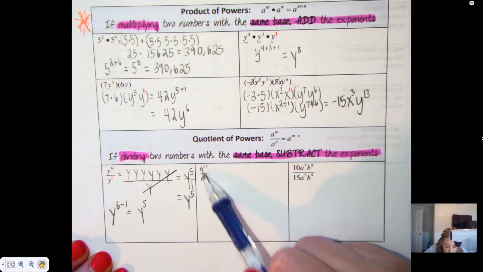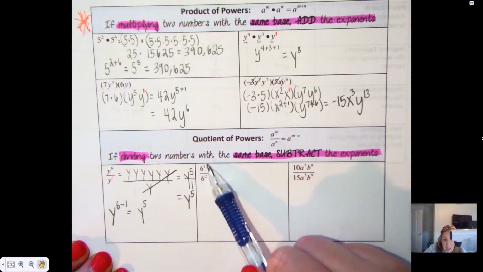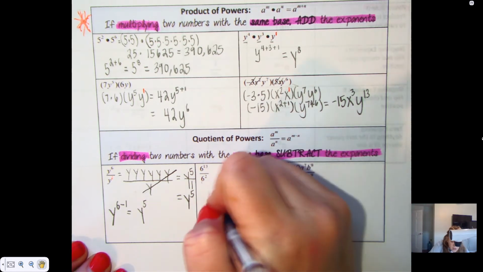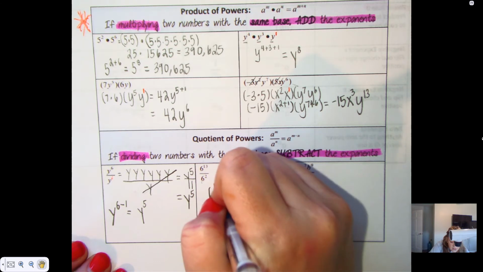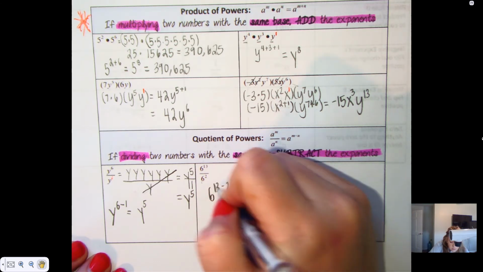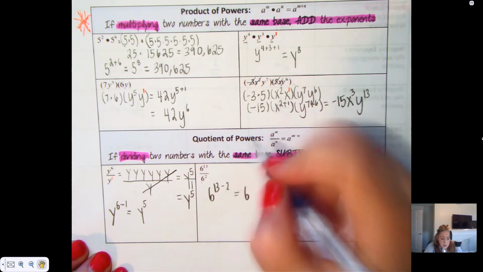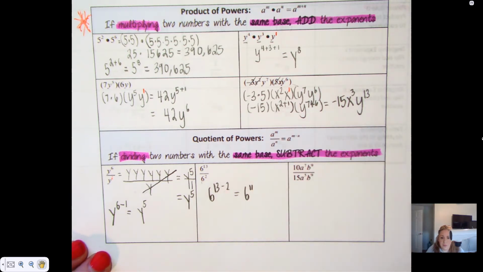I have the same base of 6. That means that I can subtract the exponents. So I would have 6, 13 minus 2, which is 6 to the 11th. Okay.